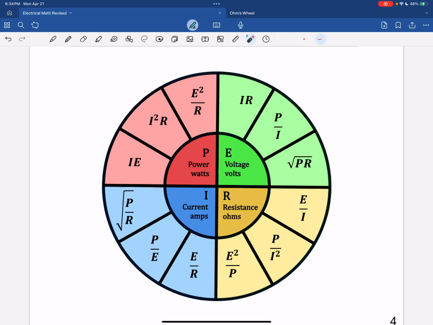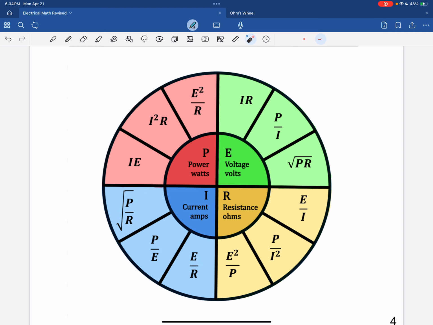So depending on which of the variables we're looking for, we will look at one of the quadrants of the circle. For example, if my problem is asking me to find voltage, we will look at this green section of our circle. It will be one of these formulas. If we're looking for resistance, we will be looking at one of these formulas. Current would be one of these 3, and then power would be one of these 3.